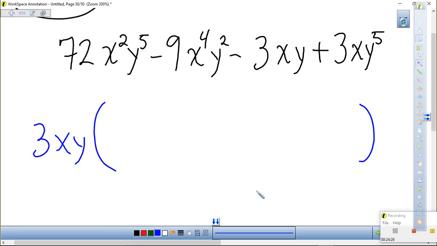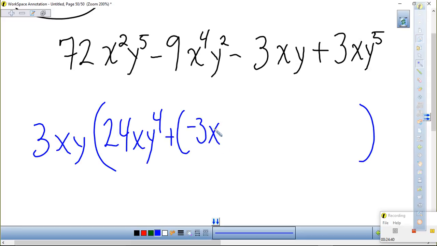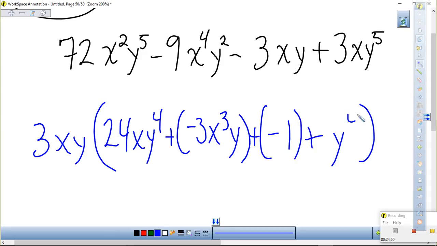So, who can give me the second factor? Caleb. 24x y to the 4th plus negative 3x to the 3rd y plus negative 1 plus 1. Hands if you got that? That is correct. Some of you left it with minus, right? That's fine. Either way is correct, okay?